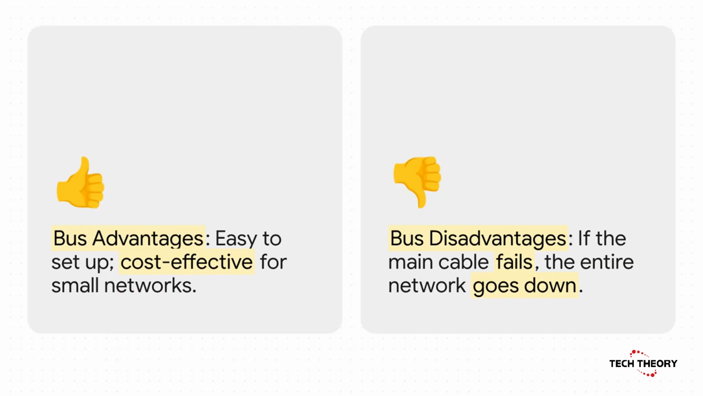Now, the beauty of the bus is that it's super simple and cheap to set up. That's why it was pretty popular for small early networks. But, and this is a huge but, it has one massive critical flaw. If that main cable, that single hallway, gets damaged or fails, the entire network is dead. Kaput! It's a single point of failure that makes it way too risky for most modern uses.